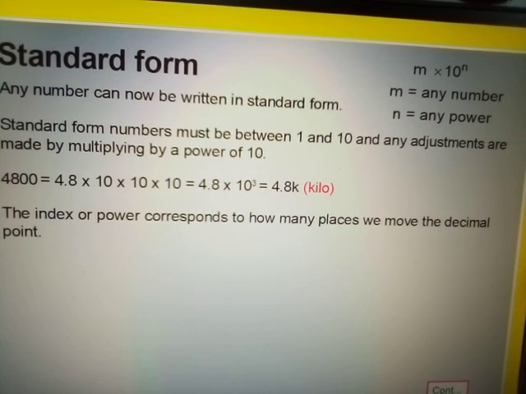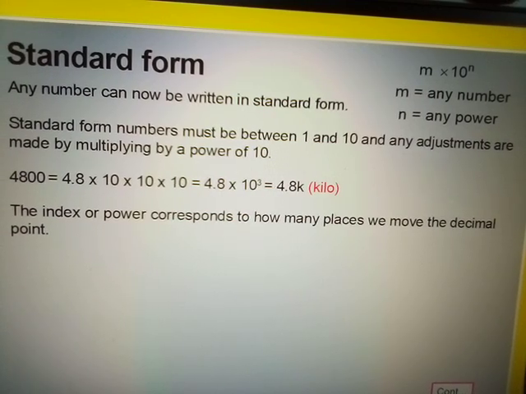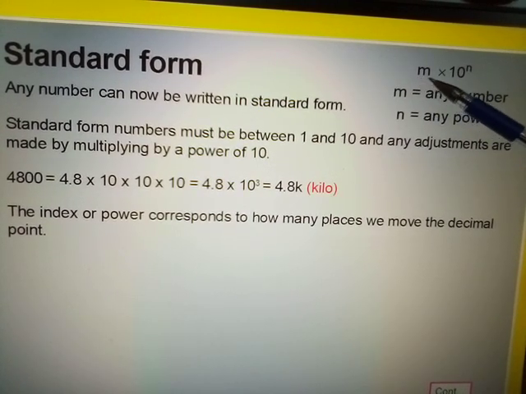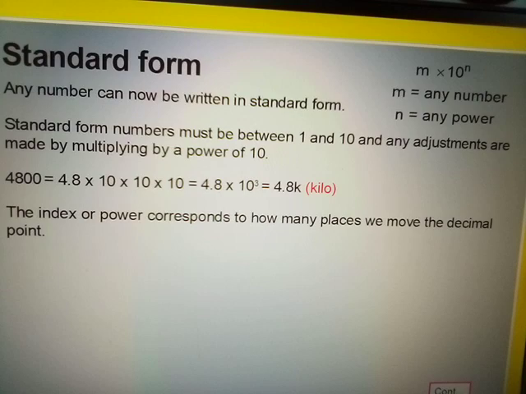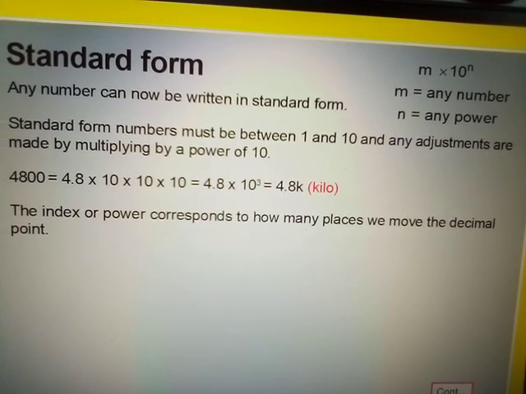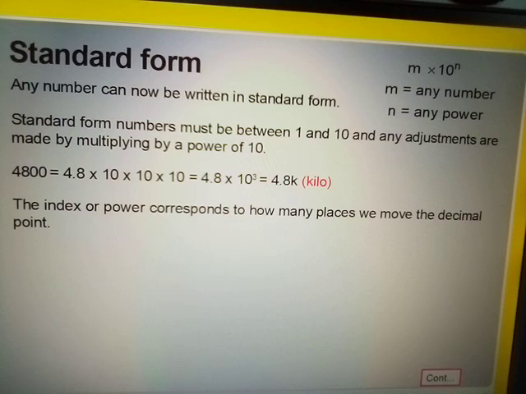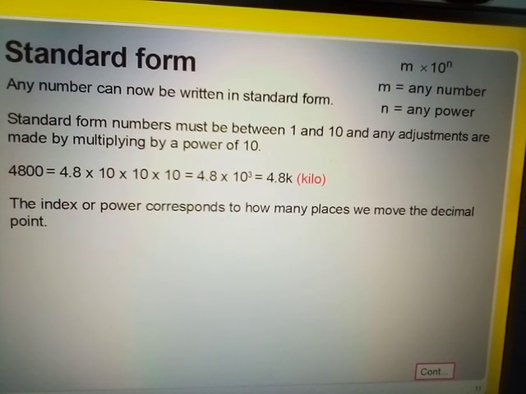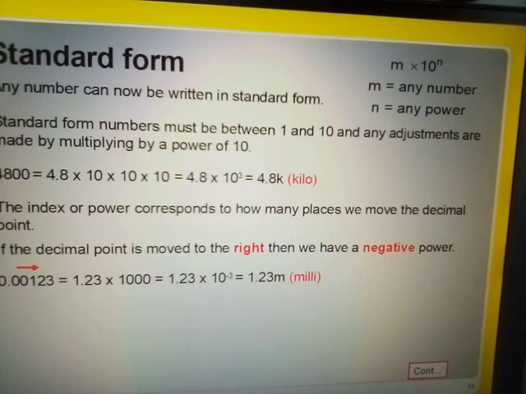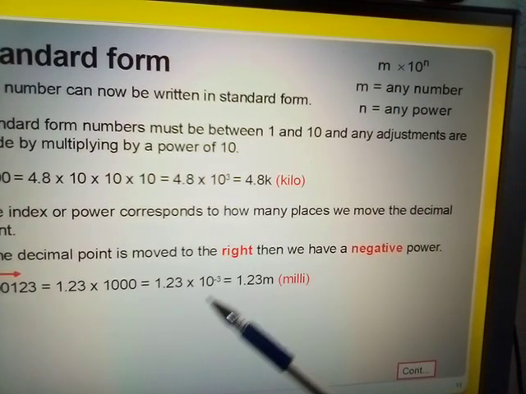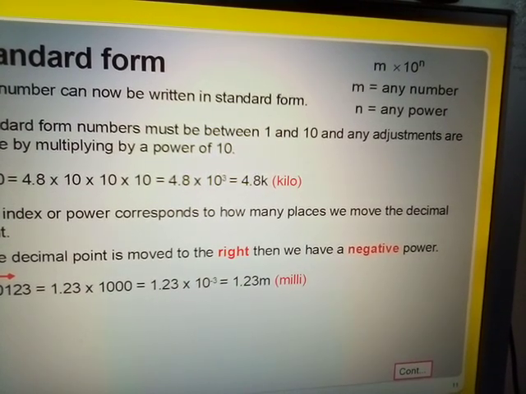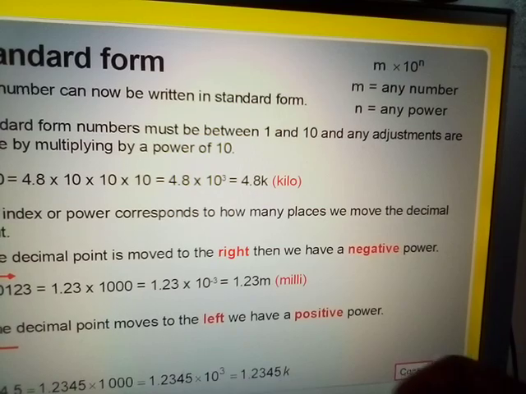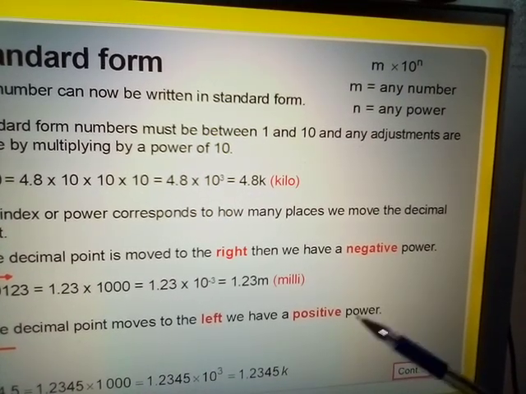Okay. Now the index of power corresponds to how many places we have moved the decimal point. Here, m times 10 to the n, m equals any number, n equals any power. Okay, now that's all we're saying here. If the decimal point is moved to the right, then we have a negative power. If the decimal point moves to the left, we have a positive power. Okay.